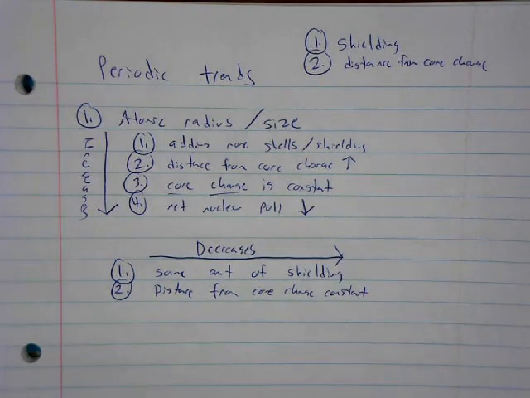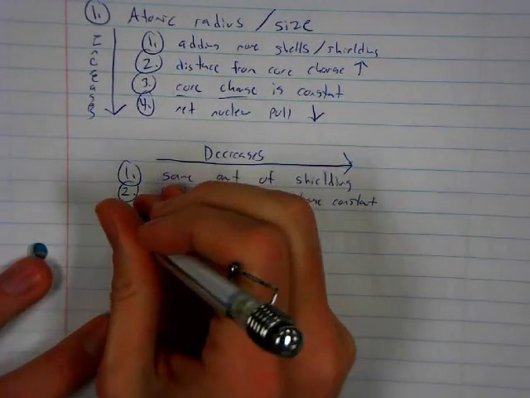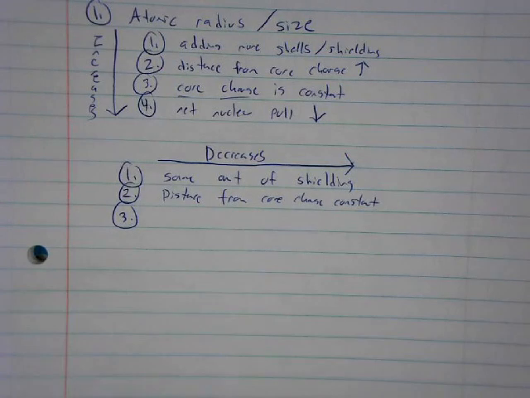This means my distance from the core charge is doing what? No, it's constant. Because it's the same amount of shielding, right? I'm not adding levels to make them farther away. So my distance from the core charge is constant.